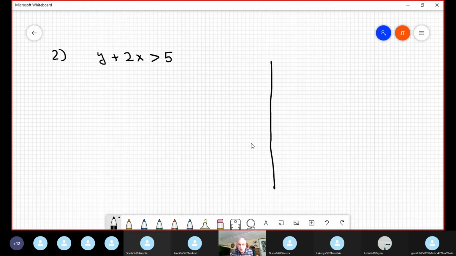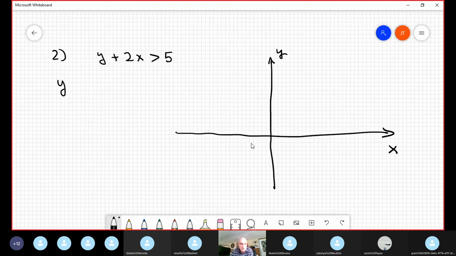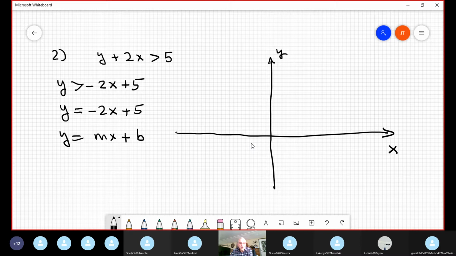Okay. This is my rectangular coordinate system, elementary. The only thing you should do is always solve for y. Y is greater than minus 2x plus 5. You convert to equation now, and you will discover that the line crosses at 1, 2, 3, 4, and 5. You plot that point 0,5. And the slope is negative 2.